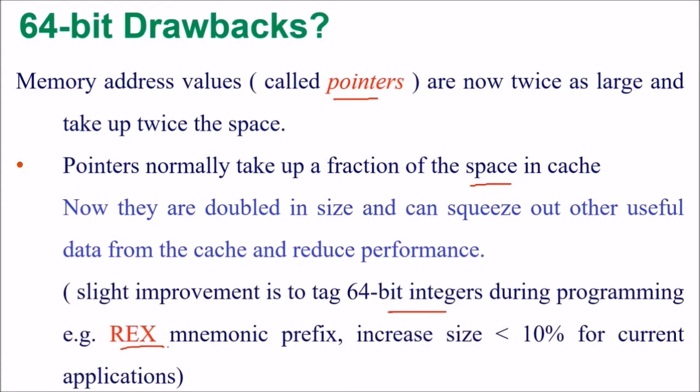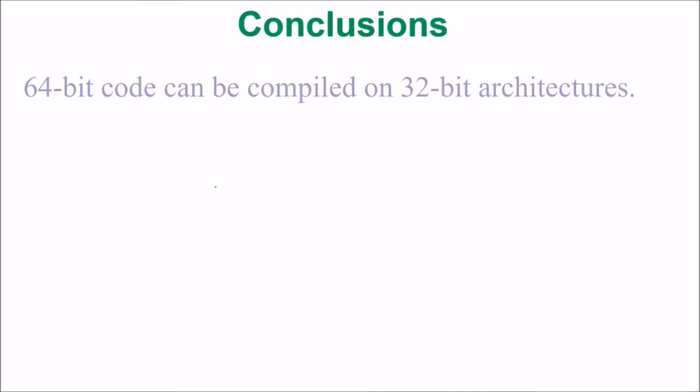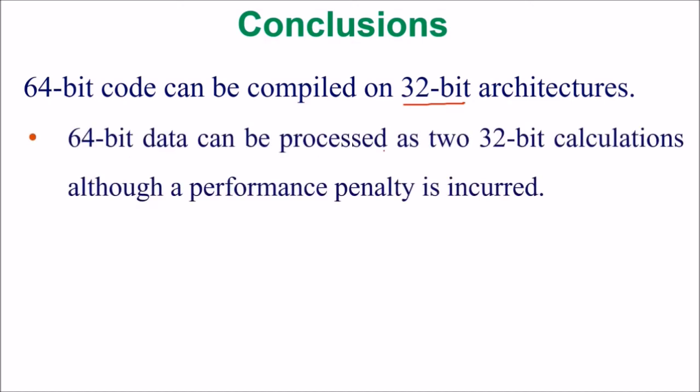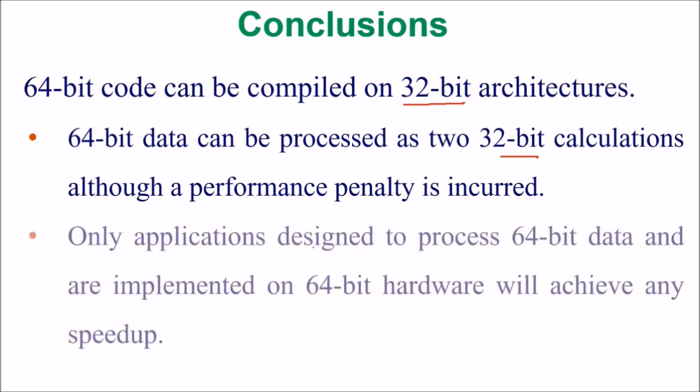A slight improvement is to tag 64-bit integers during programming, for example with the REX mnemonic prefix. It increases the size of the current application by around 10%. 64-bit code can be compiled on 32-bit architectures. 64-bit data can be processed as two 32-bit calculations, although a performance penalty is incurred. Only applications designed to process 64-bit data and implemented on 64-bit hardware will achieve any benefit.